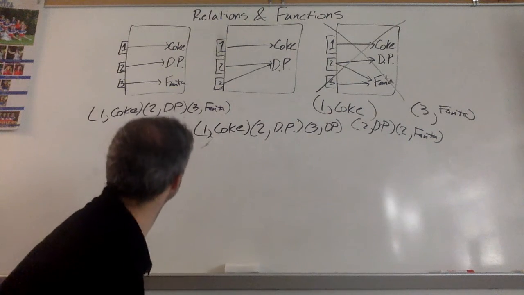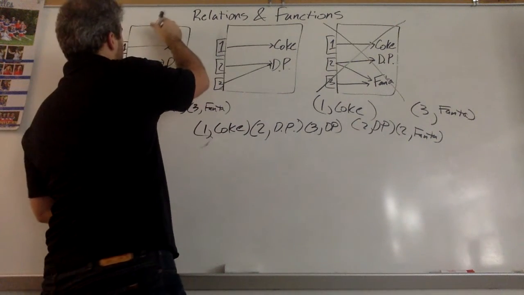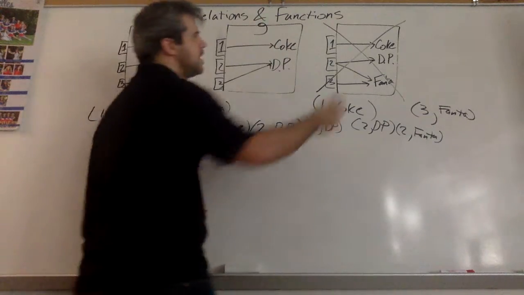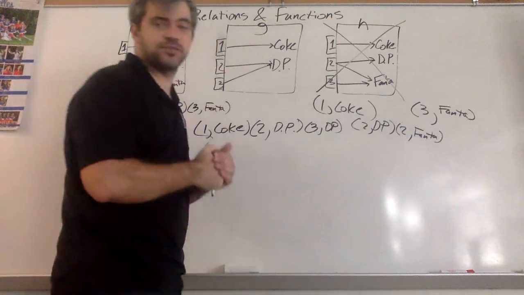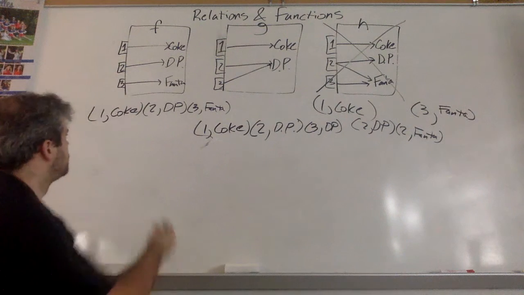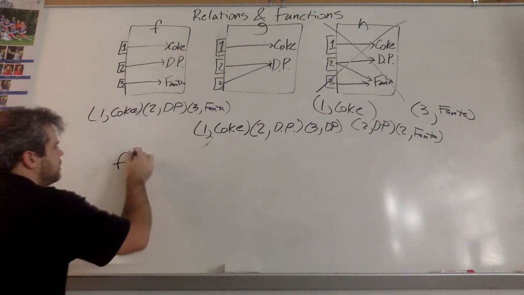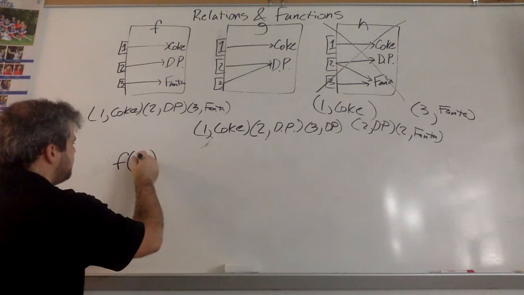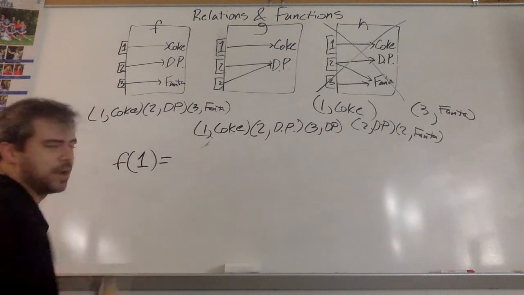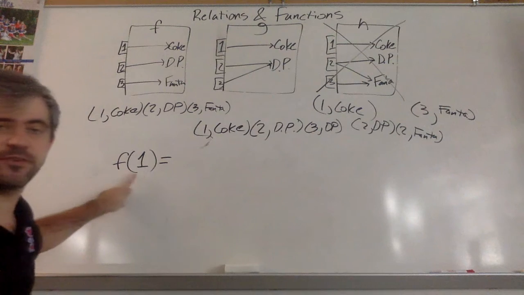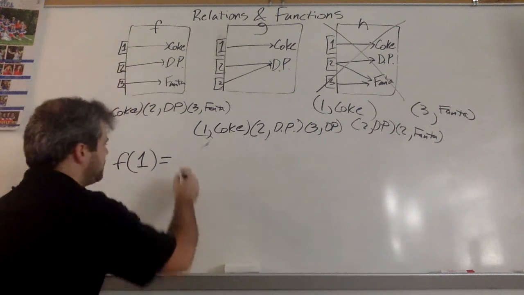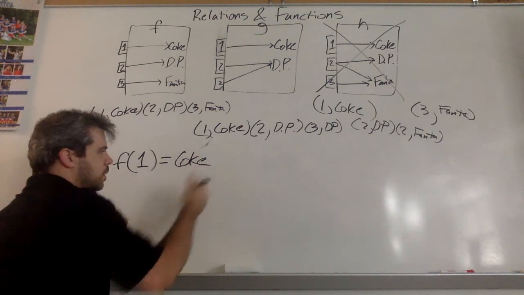While we're here in our vending machine, let's go ahead and introduce function notation. Okay, so let's call this our f function. This will be our g function, and this will be our h function. So if I ask, what is f of 1? What I'm saying is, what is f when 1 is my input? Well, when 1 is my input, I get a Coke.